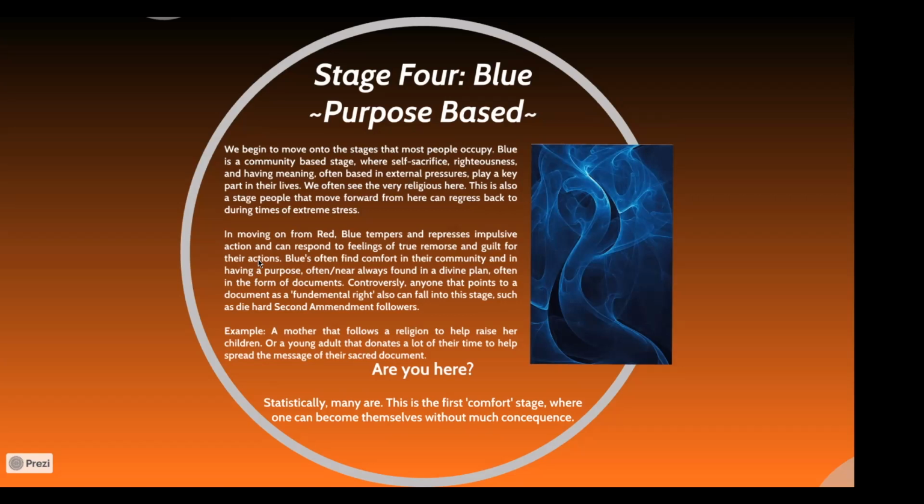Blue is a community-based stage where self-sacrifice, righteousness, and having meaning, often based on external pressures, play a key part in their lives. We often see the very religious here. This is also a stage where people move forward from, but they can also regress back to during times of extreme stress. The example I'm giving at the bottom here actually covers that, which is a mother that follows a religion to help raise her children. She might have gone off to further stages, and you might recognize that. But when they have a kid, sometimes it's comfortable to slide back into one that you're more attuned with, or a young adult that donates a lot of their time to help spread the message of a sacred document.